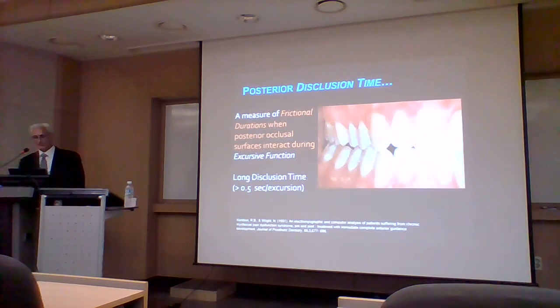So what exclusion time measures is the duration of time it takes a patient to move laterally and disclude their posterior teeth. And here you can see the patients moving laterally, and they don't disclude their posterior teeth. Right? This is a class 1 post-orthodontic patient with canine guidance. So just because you have canine guidance doesn't mean you disclude your posterior teeth. It's actually very rare that people disclude their posterior teeth.